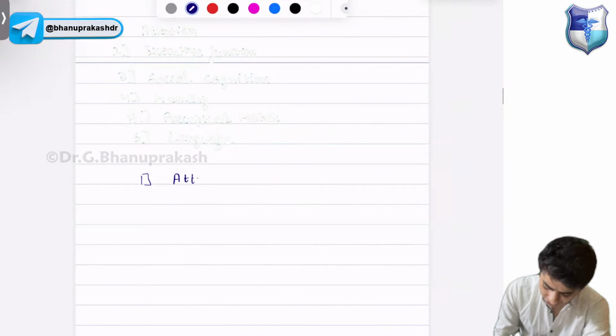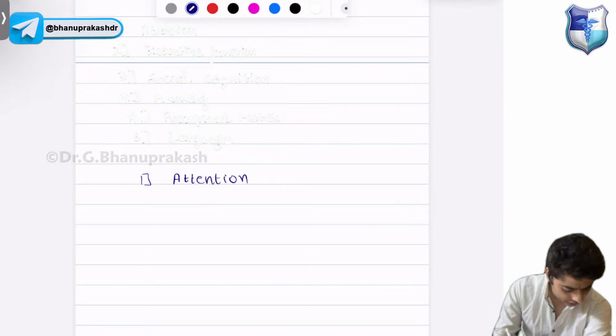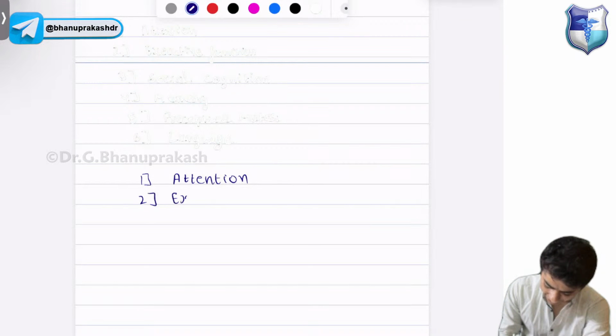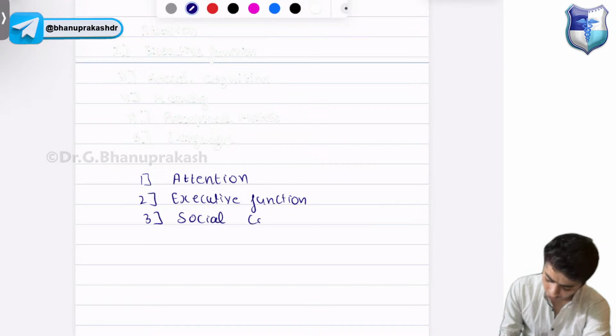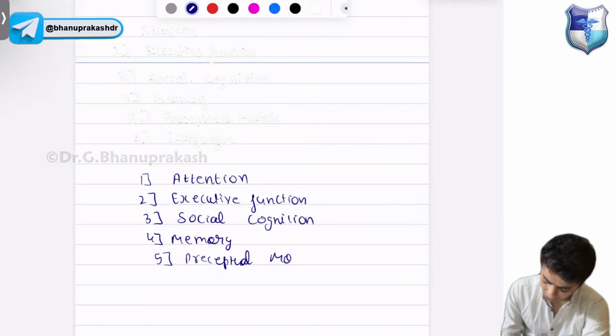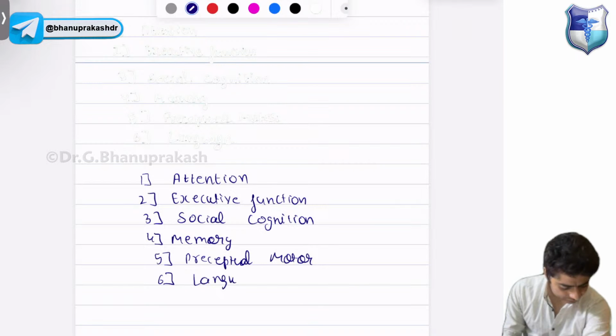So first is your attention. Second is your executive function. Third is your social cognition. Fourth is your memory. Fifth is your perceptual motor. And sixth is your language.